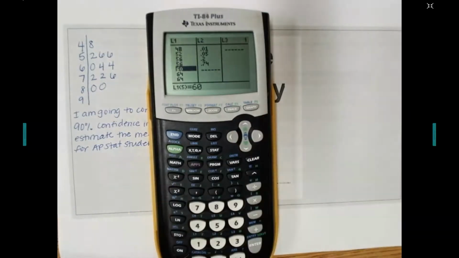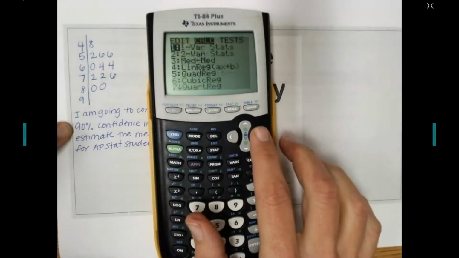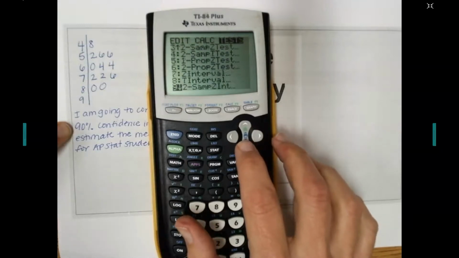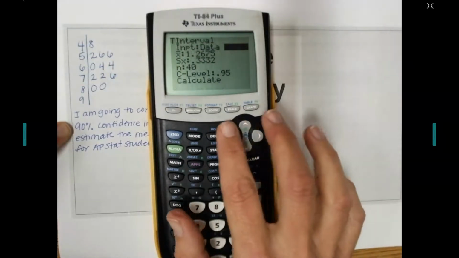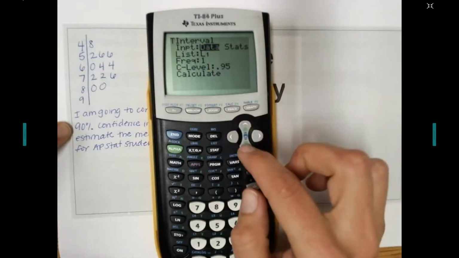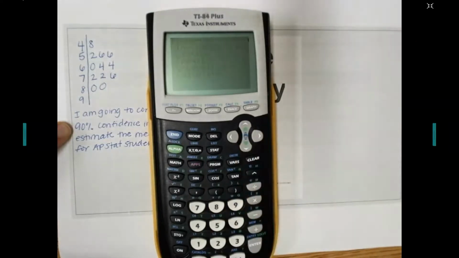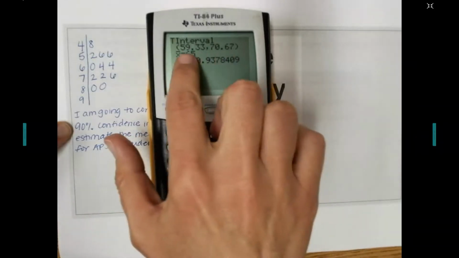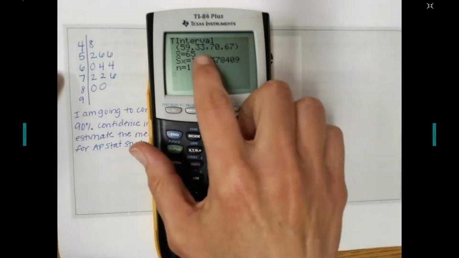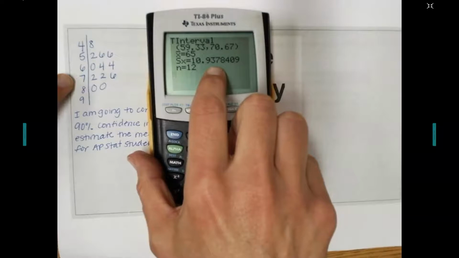Okay, so once you have it in a list, if I want to run a t-interval and it looks like I'm running a 90% confidence interval, I would just go to stat, over to test, go down and grab t-interval. But this time I'm going to pick data. I'm going to say, hey, all my data is in list 1. My confidence level is 0.9. Hit calculate. And here's what's nice about this. Not only does it go ahead and give me my interval, there's my 90% interval, but it found the mean of all these values and the standard deviation, which I would need for the plugin. Okay?